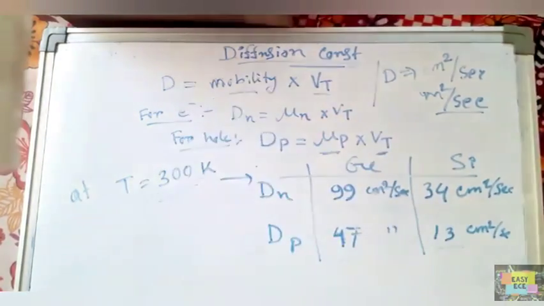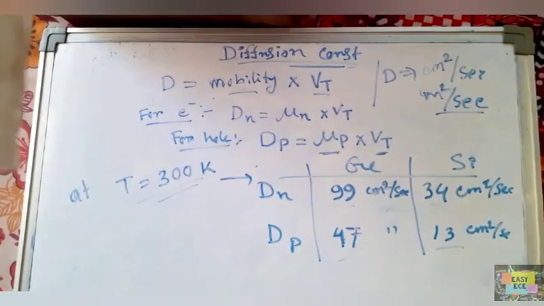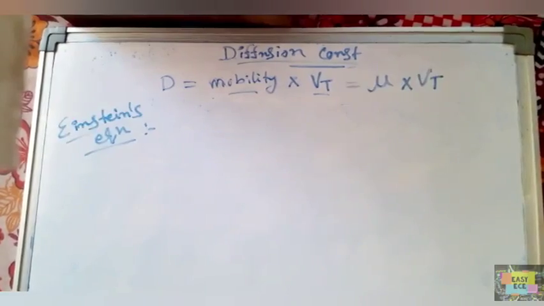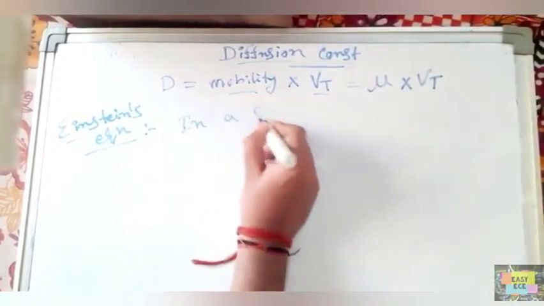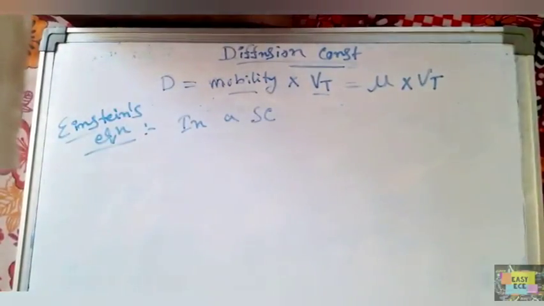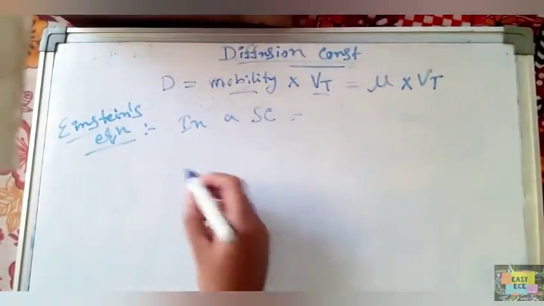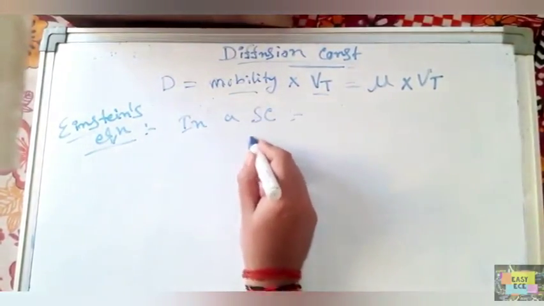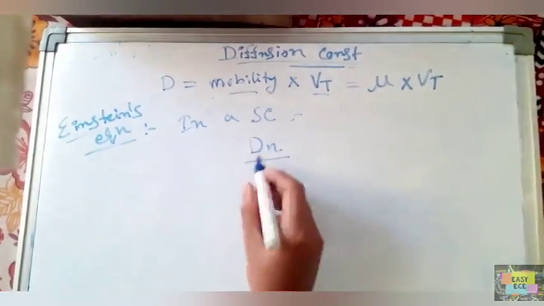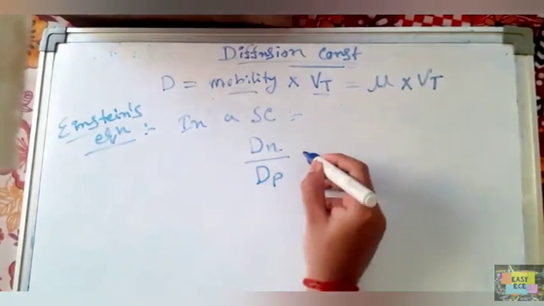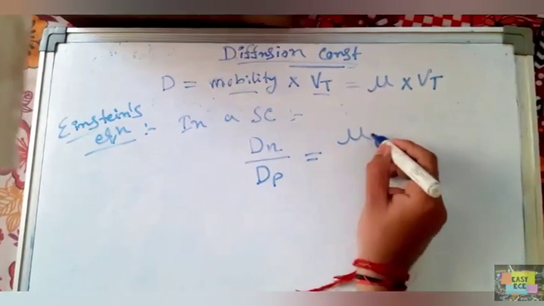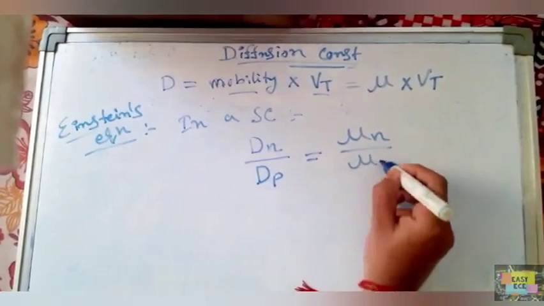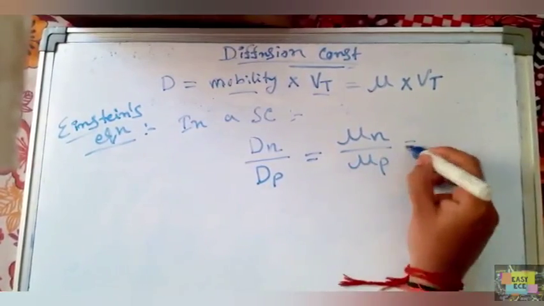Now, after the diffusion constant value, there is a new relationship between diffusion and mobility, known as the Einstein equation. Let's discuss it. The Einstein equation says that in a semiconductor, the diffusion constant equals mobility times the thermal voltage. Dn for electrons divided by Dp for holes equals mu n, the mobility of electrons, by mu p, the mobility of holes, equals Vt.